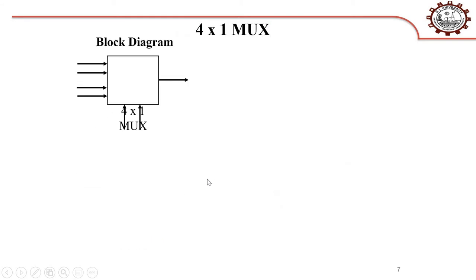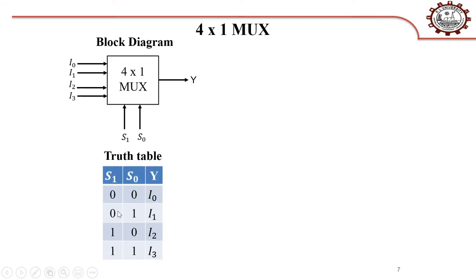Similarly, if you take the 4:1 multiplexer, 4 inputs are there, 1 output is there, and 2 selection lines are there, because inputs are 4 and 2 power 2 equals 4, so selection lines will be 2. The truth table is this: when selection lines are 0, 0, output is I0, the first input goes to the output. When selection lines are 0, 1, the second input goes to the output. When selection lines are 1, 0, the third input goes to the output. When selection lines are 1, 1, the fourth input goes to the output.